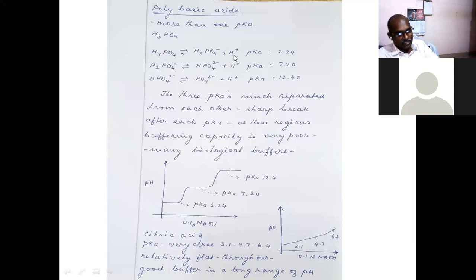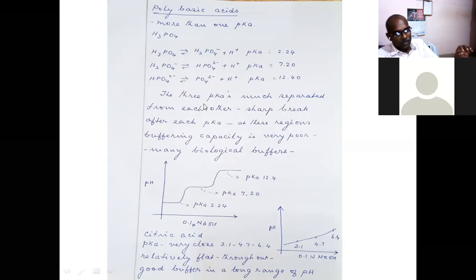When one hydrogen ion is replaced, you are getting H2PO4 minus. For this particular equilibrium, the pKa value is 2.24. When another proton is released, you are getting H2PO4 minus in equilibrium with HPO4 2 minus. The pKa value for this equilibrium is 7.20. When one more proton is released, you are getting HPO4 2 minus and PO4 3 minus. For this equilibrium, you are getting the pKa value 12.40.